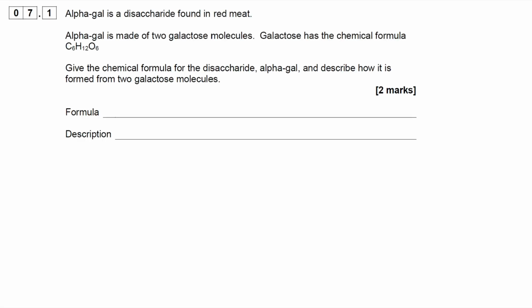Alpha-gal is a disaccharide found in red meat. Alpha-gal is made of 2 galactose molecules. Galactose has a chemical formula C6H12O6. Give the chemical formula of the disaccharide alpha-gal and describe how it is formed from 2 galactose molecules. So that question is for 2 marks. So you have to give the formula of alpha-gal and a little description. It's a pretty simple question.